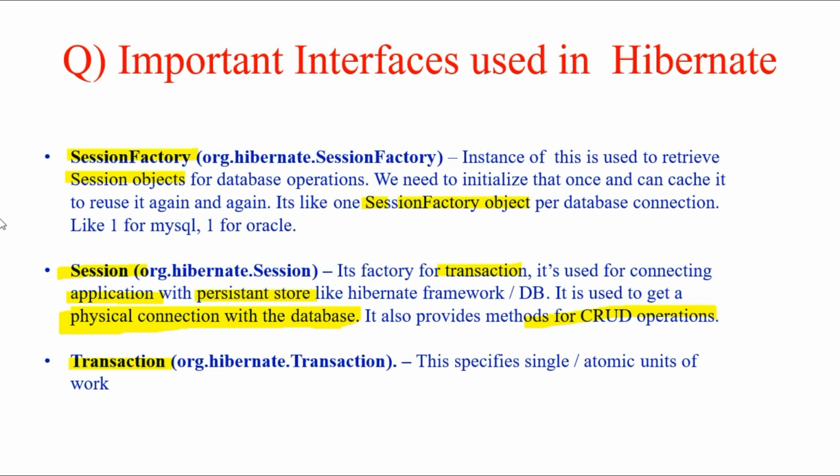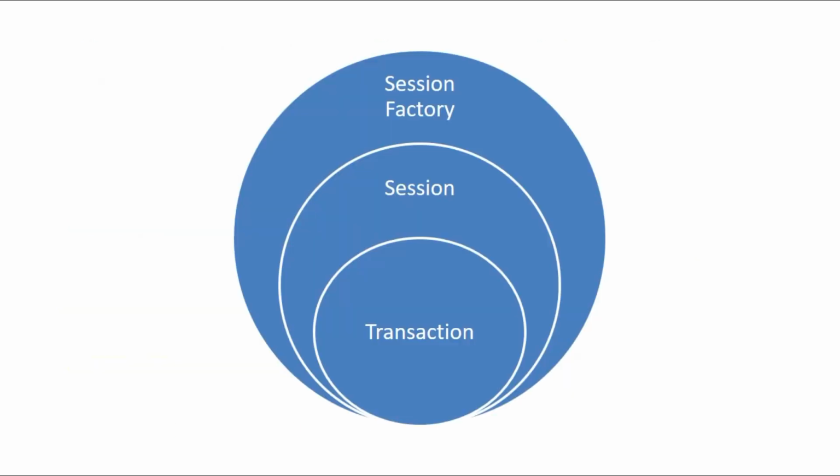So these are the three important interfaces. I'll show you in a diagrammatic way that the session factory is the parent of all. With the session factory, you can always get the session object. And once you get the session object, you can get the transaction object. So how do you do that?